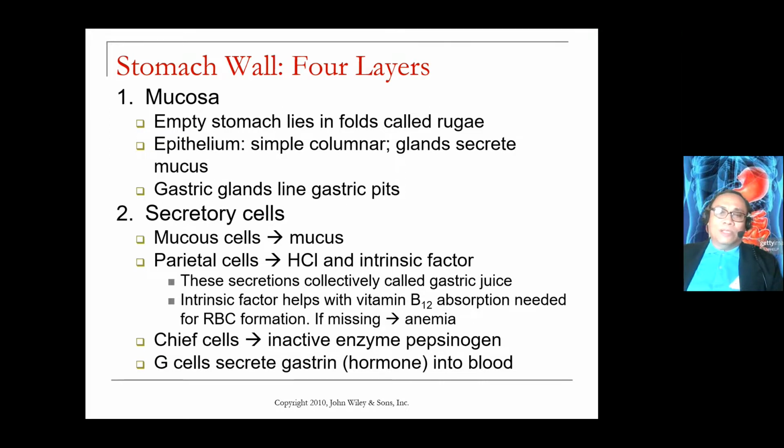Another group of cells are the chief cells that contain the inactive enzyme pepsinogen. Okay, however, once it is activated into pepsin, it helps in the breakdown of proteins. Another group of cells are the G cells that secrete gastrin, a hormone, into the blood.